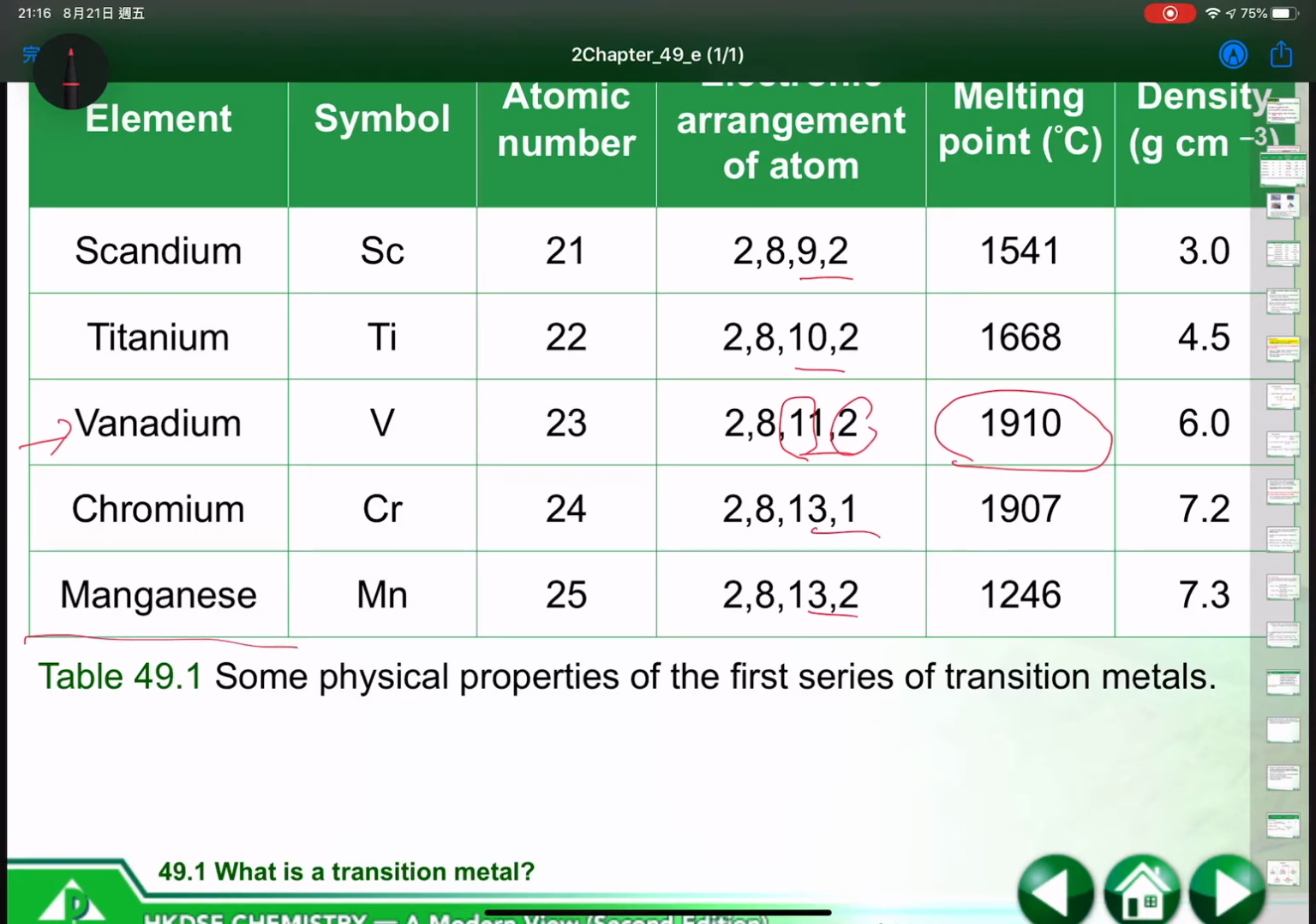But for manganese, you see the melting point is quite low. For the next shell, there are 13 electrons, but not all the 13 electrons contribute to the sea of electrons. So that's why the metallic bond is not that strong. Therefore, the strength of the metallic bond depends on the electrons. For the transition metals, there is no fixed number of electrons contributing to the sea of electrons, so sometimes it varies, and that's why they have variable oxidation numbers.